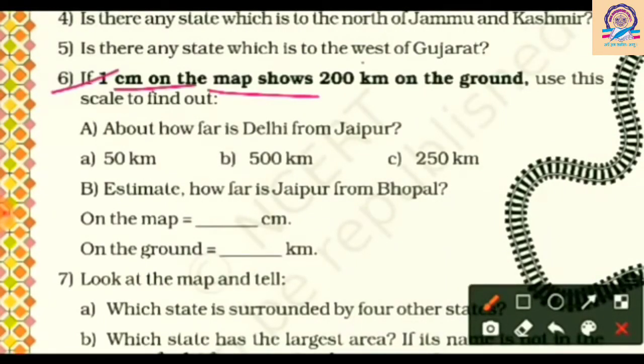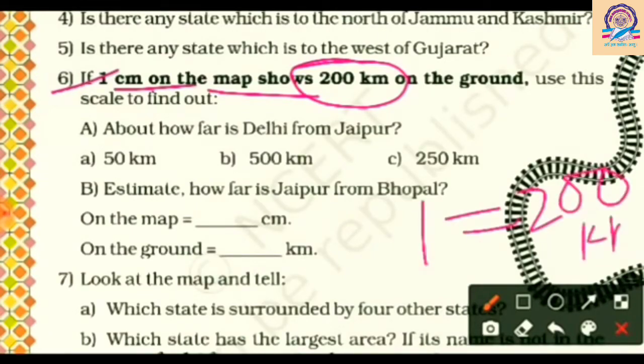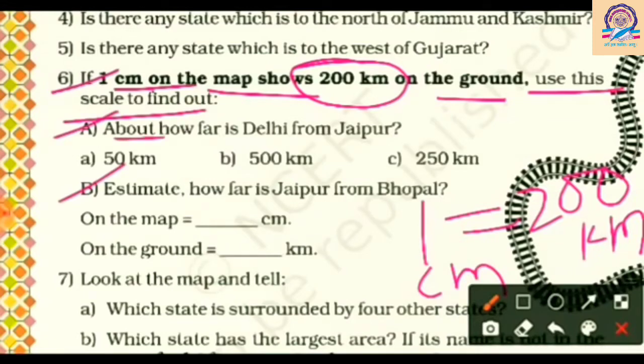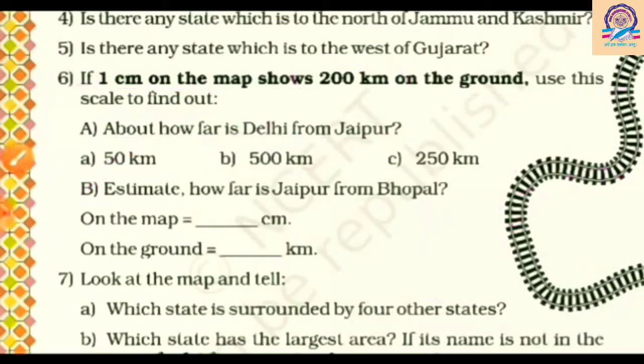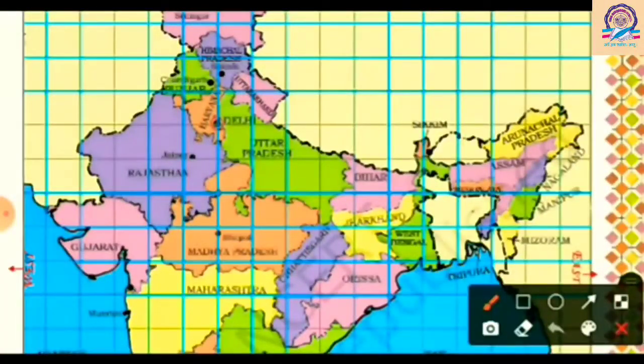Now question number 6. If 1 centimeter on the map shows 200 kilometer, 1 centimeter is equal to 200 kilometer on the ground. Use this scale to find out A and B. What is A? About how far is Delhi from Jaipur, whether it is 50 kilometer, 500 kilometer or 250 kilometer. So we have to remember the scale, that is 1 centimeter is equal to 200 kilometer, and let's find it on the map. So for that, what are our two destinations?